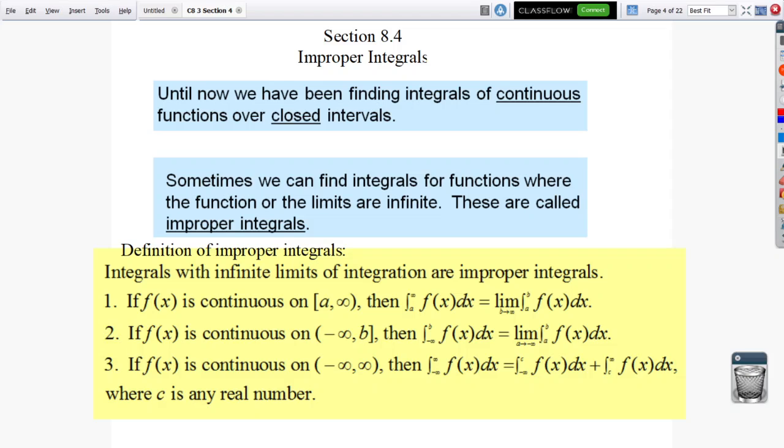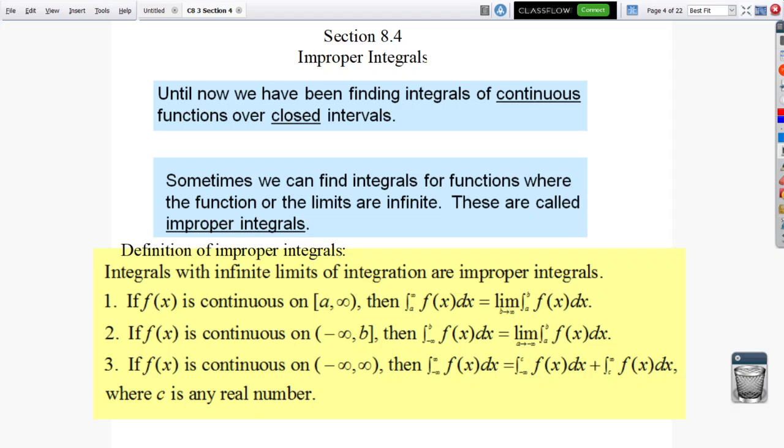Section 8.4, improper integrals. Until now, you've been finding integrals of continuous functions over closed intervals. Sometimes we can find integrals for functions where the function or the limits are infinite. Those are called improper integrals. Just to again emphasize this box right here, any integral involving infinity anywhere you have, it's called an improper integral.